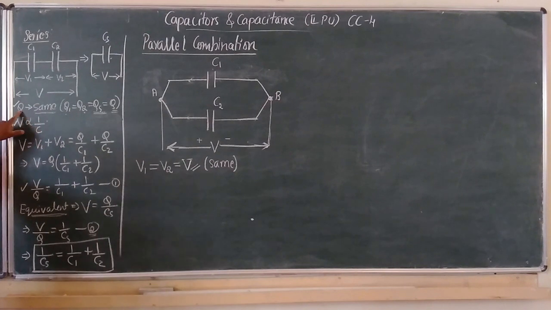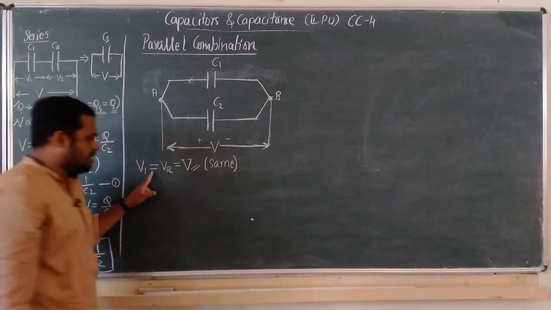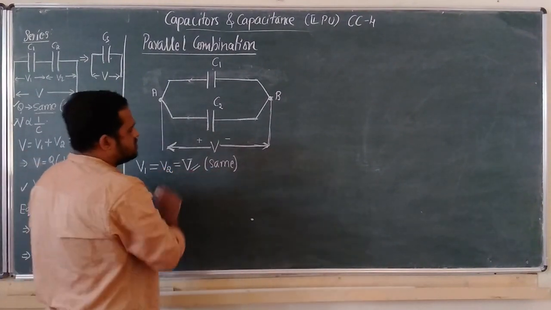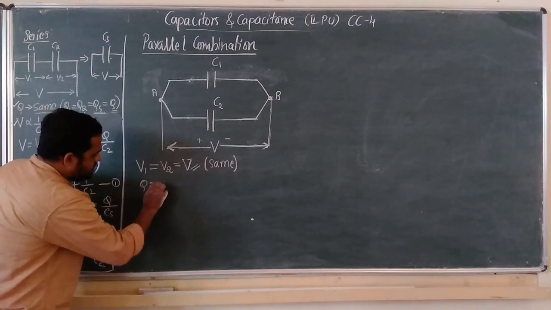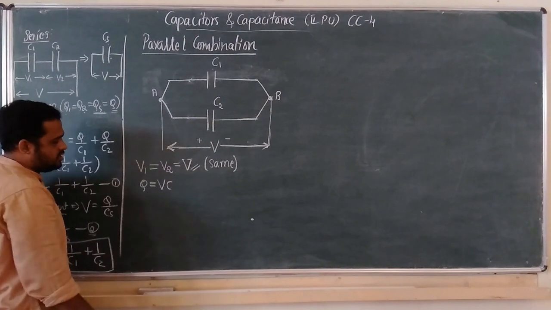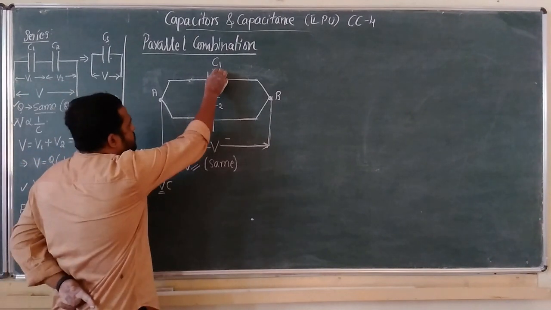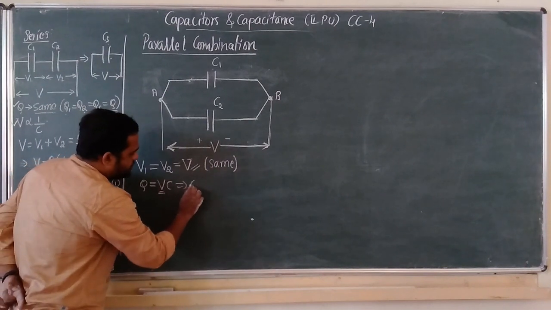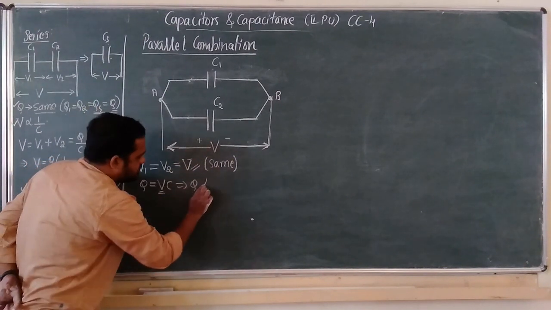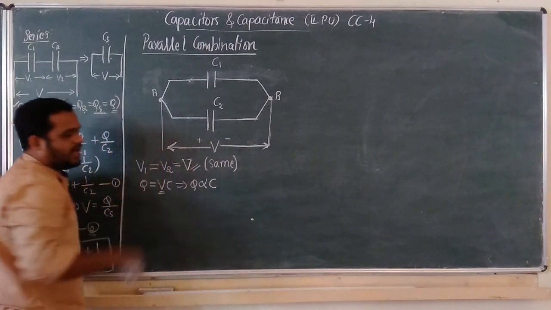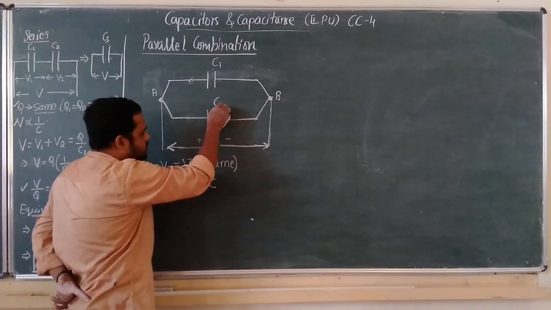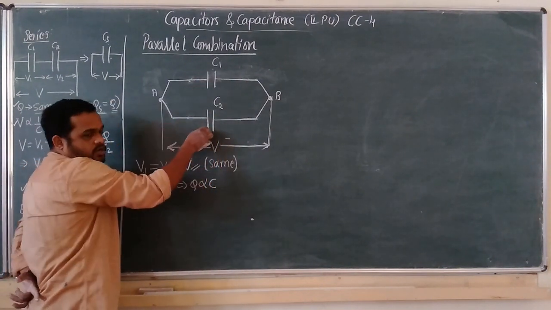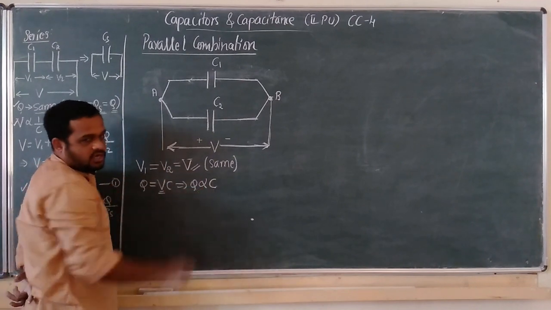In case of a series combination, the amount of charge is the same, but the potential difference is different. In case of a parallel combination, the potential difference across each capacitor is the same. Next, if you consider the charge, we know that charge is given by V into C. Now V is the same for C1 and C2. That means the amount of charge Q stored in each capacitor depends on the value of capacitance. If C1 and C2 are identical, then Q1 will be equal to Q2. Otherwise, Q depends on C.